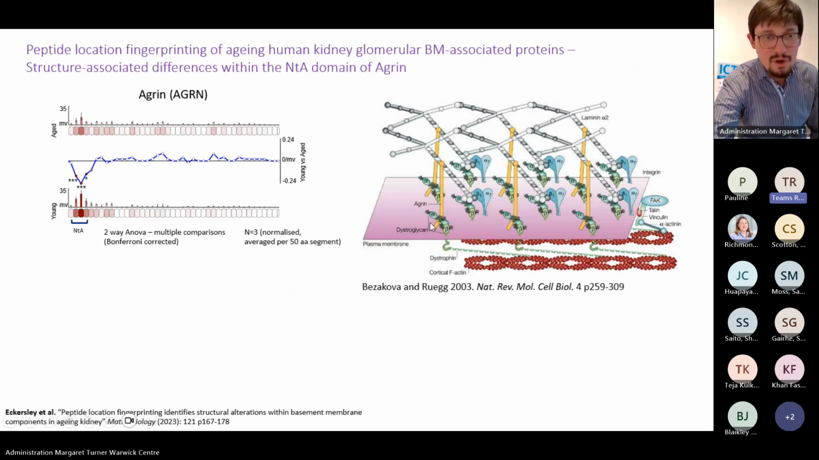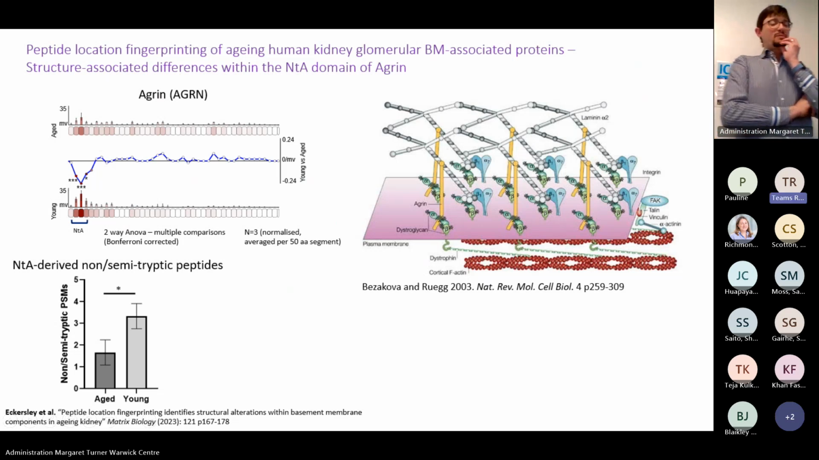We're seeing agrin, which is a very important protein that links the laminin meshwork to the cell membrane, affected. The NTA domain, which is the part that binds the central part of laminin here, showed a significant decrease in peptide yield.